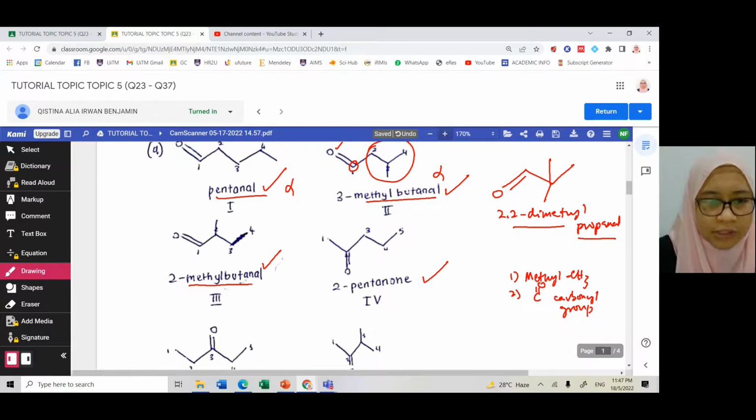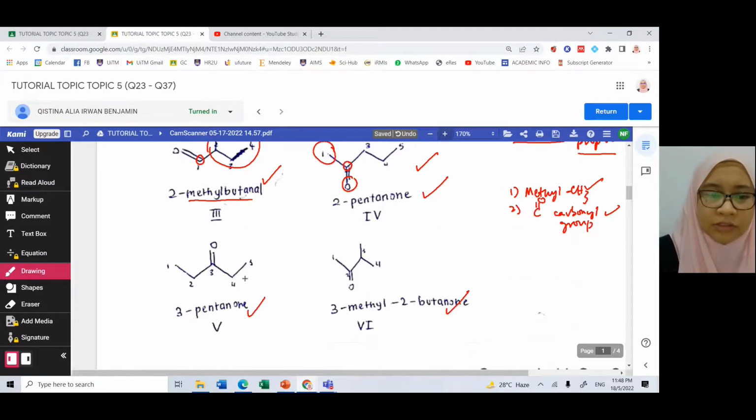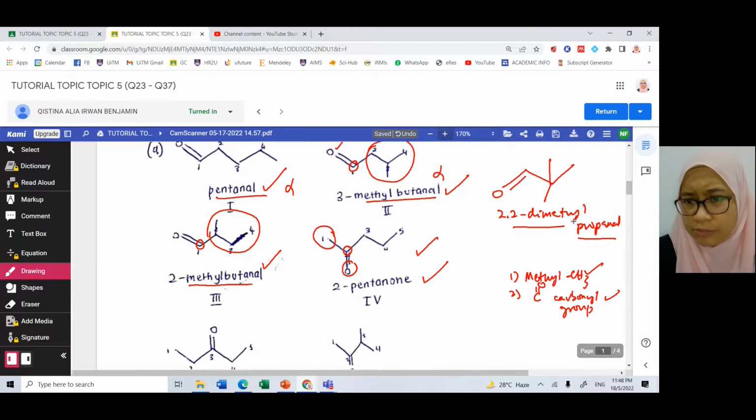How about 2-methyl-butanal? This carbon is attached to the double bond O, and this again is not methyl. How about 2-pentanone? This carbon is attached to the carbonyl, and it is also attached to the methyl group. So it satisfies the two rules, and this will give a positive result to the iodoform test. How about 2,2-dimethyl-propanal? This carbon is not attached to a methyl group, so it will not give a positive result to iodoform.